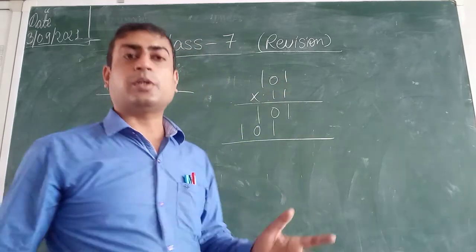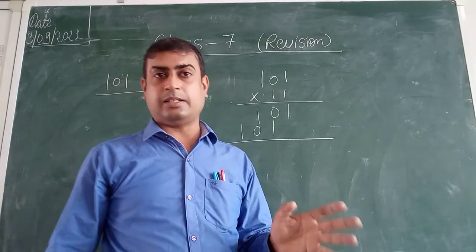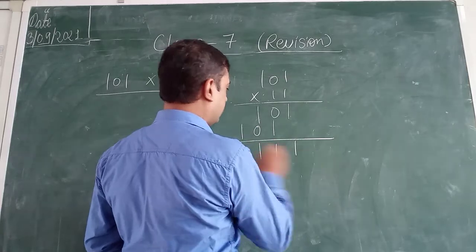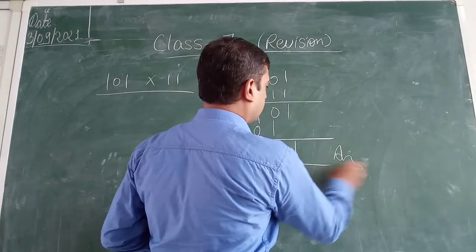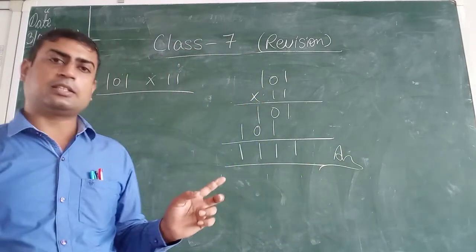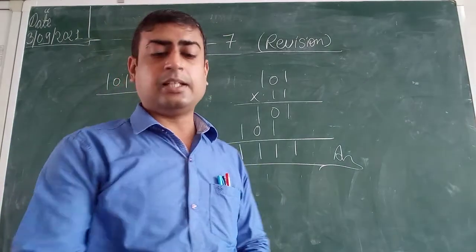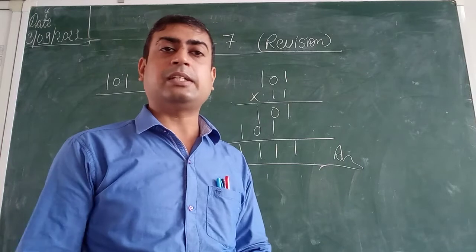Now the second process in this, you have to add the numbers. 1 1 1 1. Now this is the answer. The same way you will follow the multiplication as you are doing in your simple decimal number system.